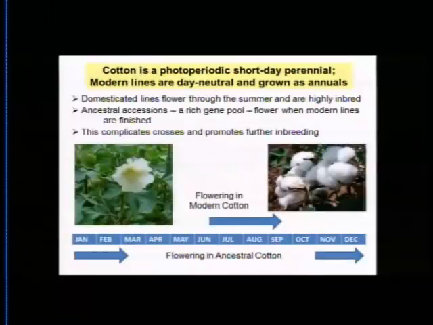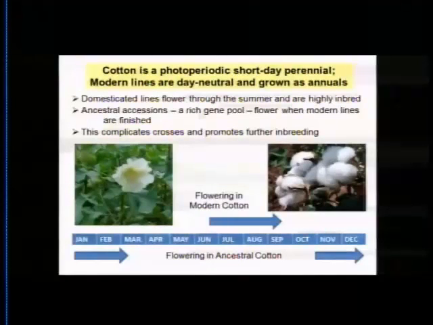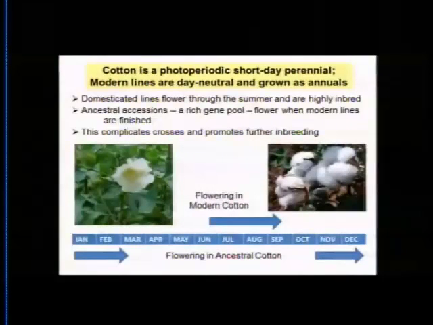So cotton is naturally a photoperiodic perennial. Modern lines are bred for day neutrality, and we grow them as an annual. This is what we do with modern cotton plants. We plant a seed in the spring once the soil temperature gets to a certain temperature. Early germination, or proper germination, is very, very critical for cotton production. So we have to wait until the soil temperature is nice and warm.